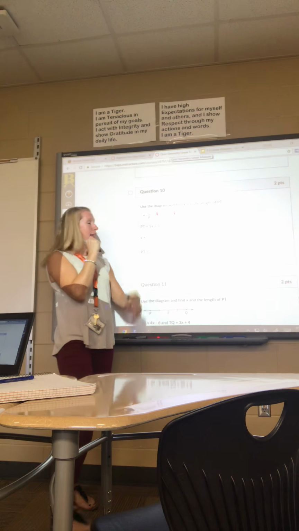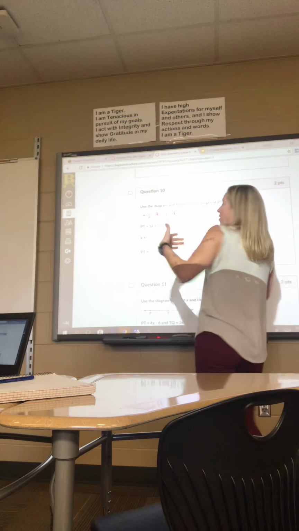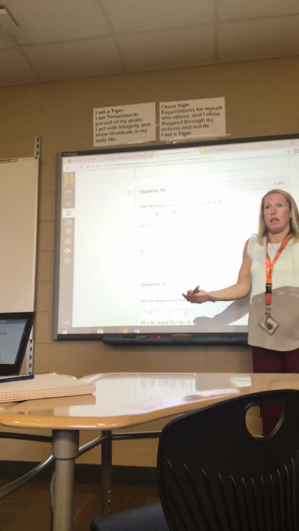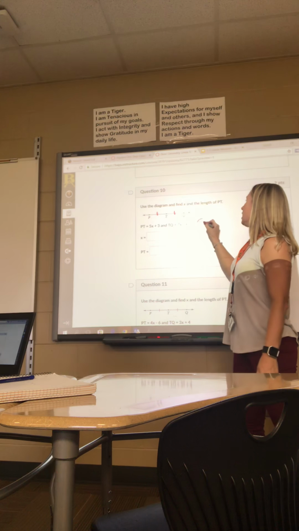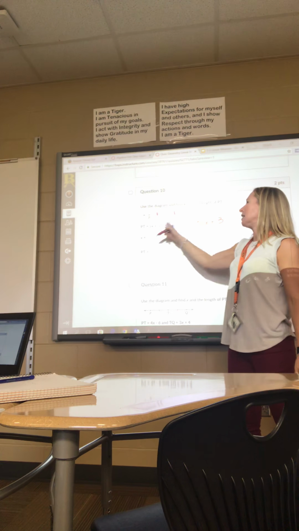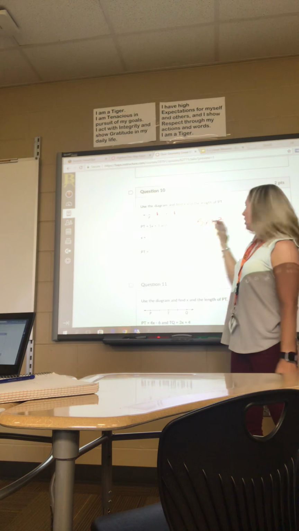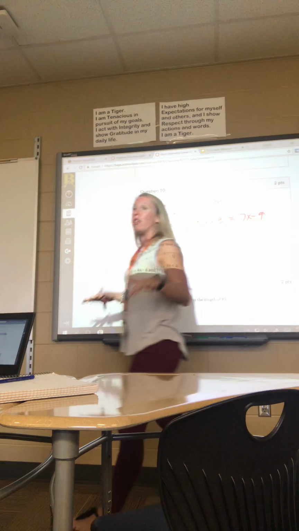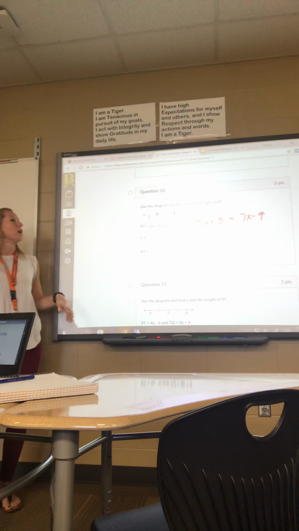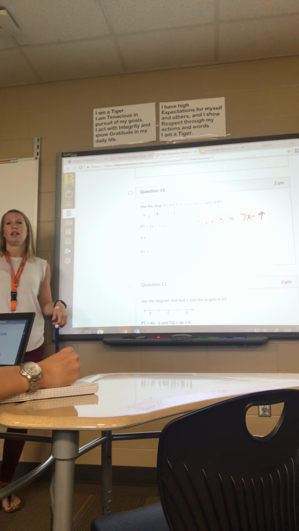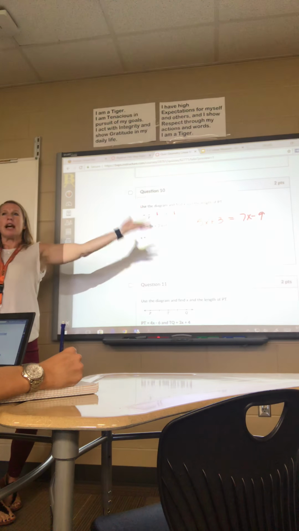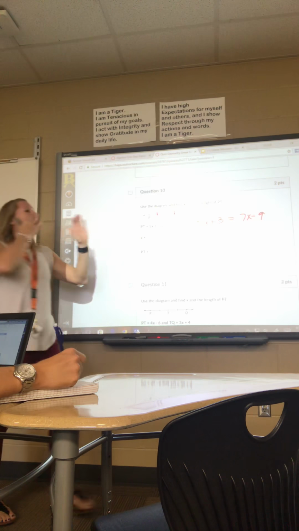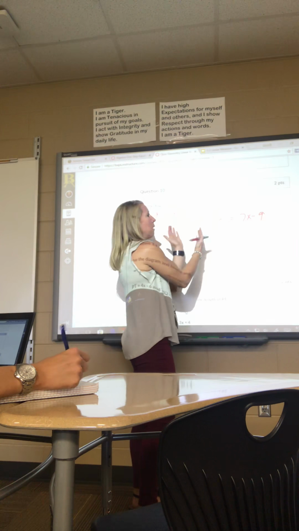So I'm not going to add them. If I added them together, what would I put them equal to? I don't know the whole length. But I do know that PT, 5x plus 3, has the same value as TQ, 7x minus 9. So put them equal to each other. When you have them equal to each other, the x's are on different sides of the equal, so it's a multi-step equation.